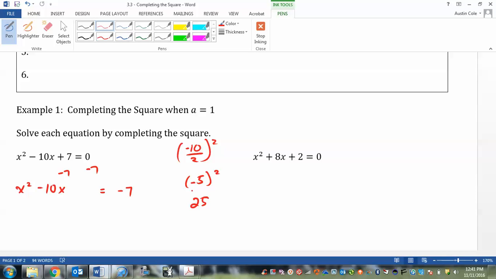So it's 25. Now here's what we're going to do. I'm going to add 25 as my new c value. Okay, negative 5 squared, positive 25. Now, we learned in 7th grade that whatever you do to one side of the equation, you need to do to the other. So if I add 25 to the left, I need to add 25 to the right.